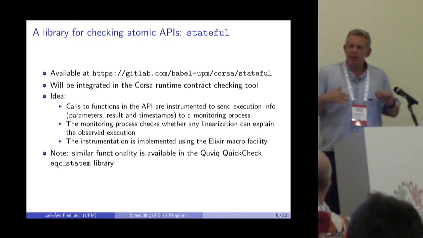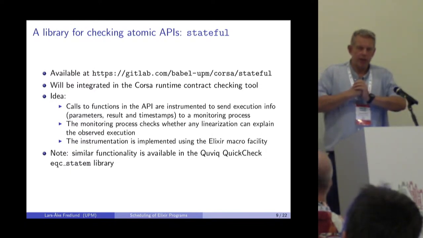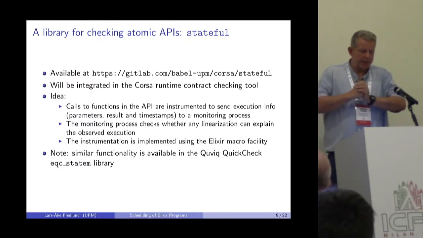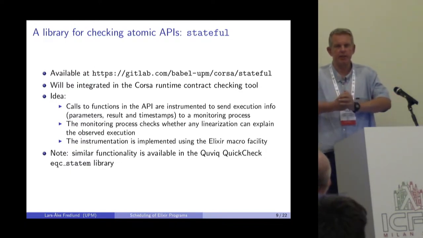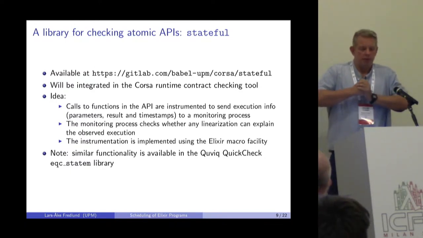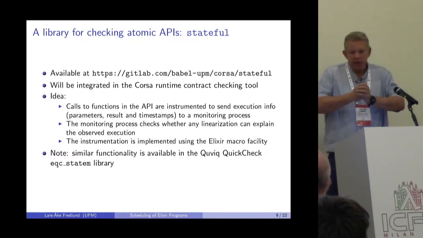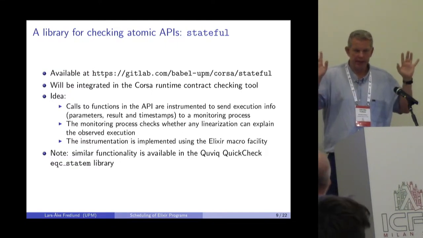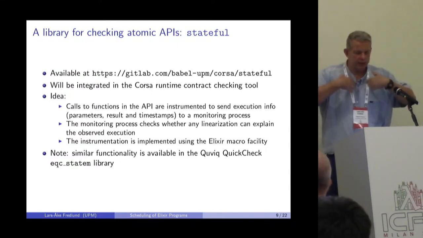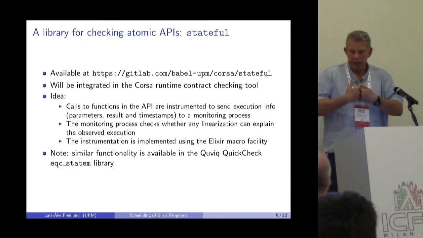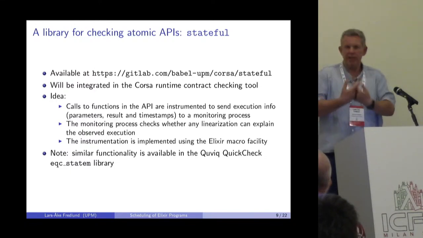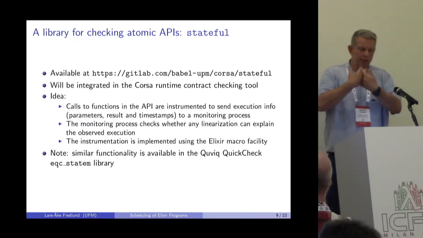So what is new? Well, this is a little bit different take on this. If you work with the EQC state library, you're also concerned with how to generate test cases for checking the API. Here we don't care about generating test cases. We just have a monitor that monitors calls made to the API. So it's a sub-problem of what they solve.